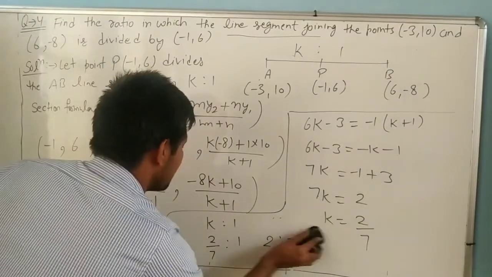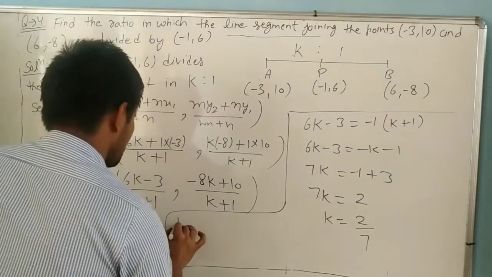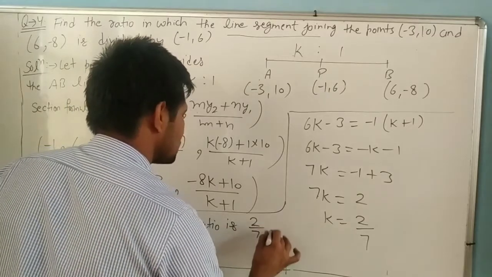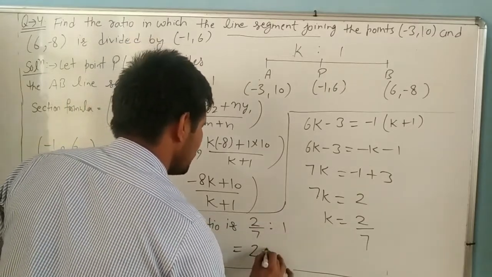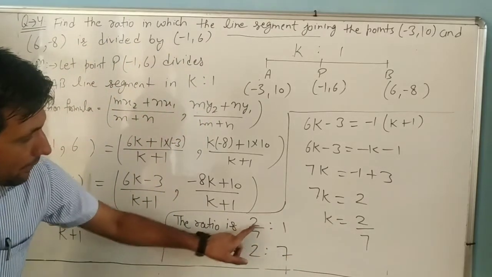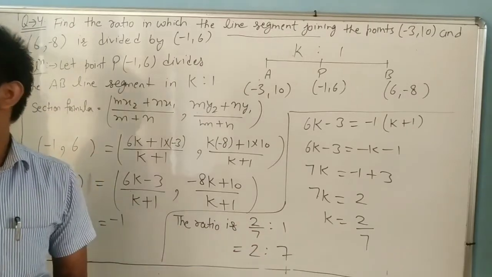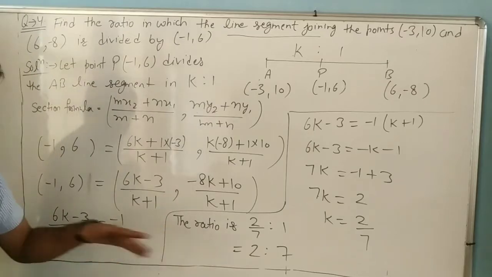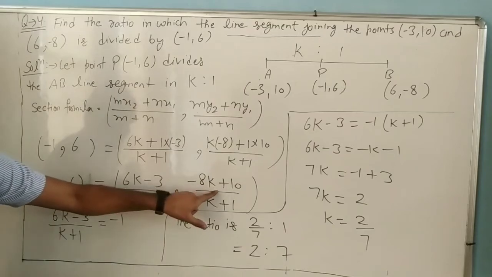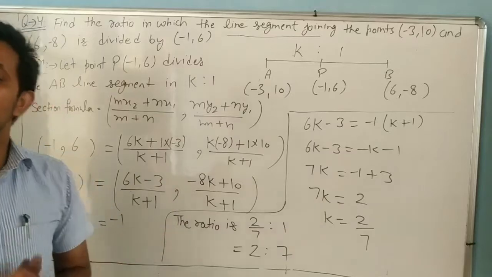So you will write like this one: the ratio is 2 ratio 7 into 1, and so you can write 2 ratio 7. How will you do it? Multiply by 7 on both sides. 7 cancels 7, it is 2, it is 7. Understand or not? Now you will ask, sir, you did not use this coordinate. If you use this one, then also 2 by 7 comes. Any one you can use.